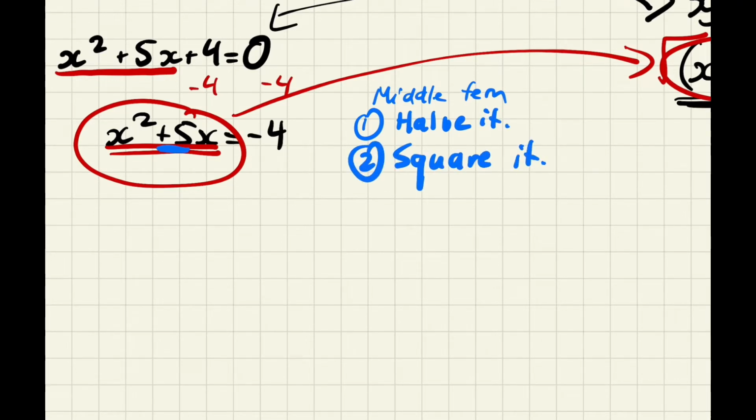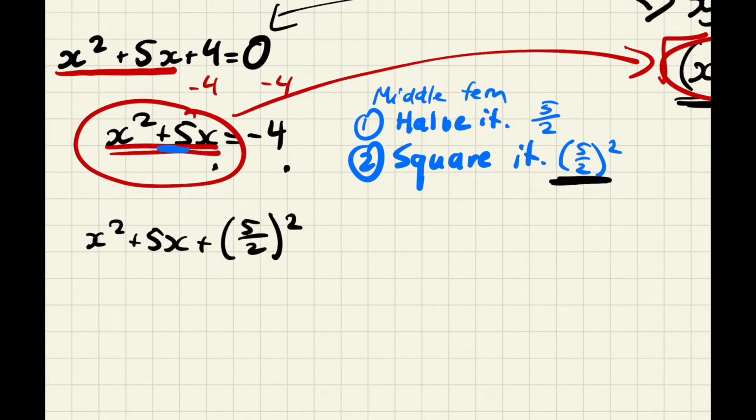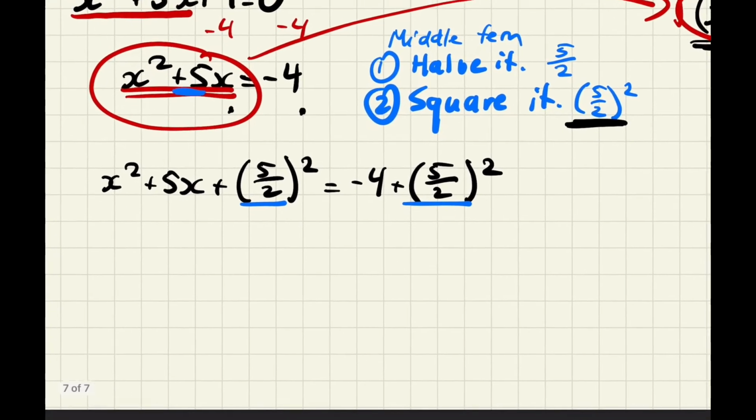So using the example of 5x, if we take half of 5, it's going to just be 5 on 2, and then if we square it, it's just going to be 5 on 2 squared. And with this, we're going to add this to both sides of our equation. So let's do exactly that. We'll have x squared plus 5x plus 5 on 2 all squared is equal to minus 4 plus 5 on 2 all squared. Remembering, we need to add things to both sides of the equation to keep it balanced.